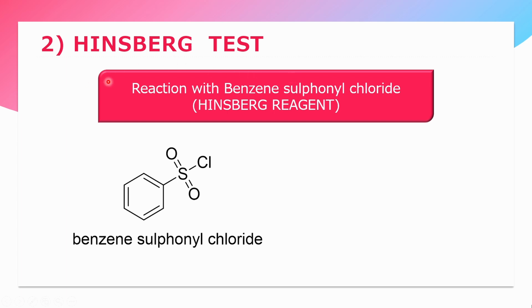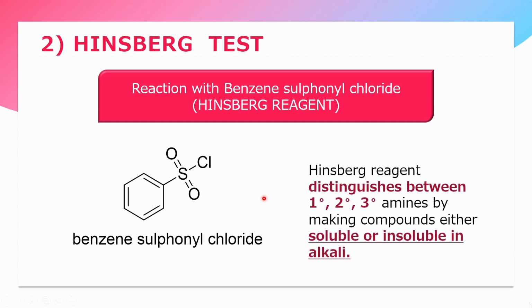So here we are reacting our 1 degree, 2 degree, and 3 degree amines with a reagent called Hinsberg reagent, and it's generally called benzene sulfonyl chloride, and here's the structure. So let's read about it. Hinsberg reagent distinguishes between 1 degree, 2 degree, and 3 degree amines by making compounds either soluble or insoluble in alkali. So let's see in the further slides how it's done.